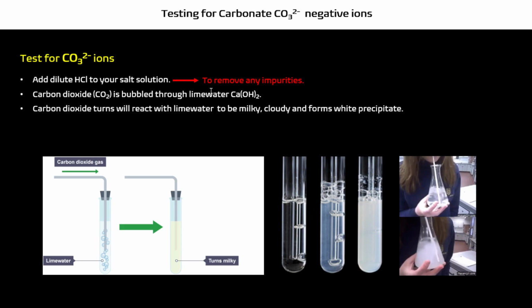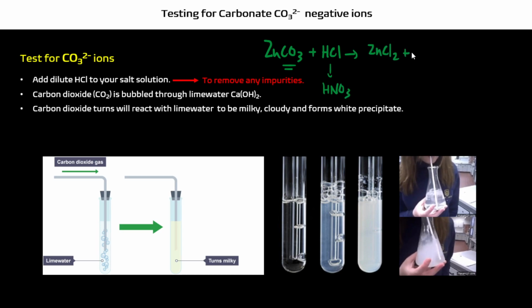So it is similar to what we have learned before. Let me draw an example here. If you have zinc carbonate, but you don't know whether this is zinc carbonate or not, what you would do is add dilute hydrochloric acid to your salt solution, which also removes any impurities. Now this could be HCl or HNO3, any acid. You're going to produce your salt, which is zinc chloride, and water and carbon dioxide, which is a gas.